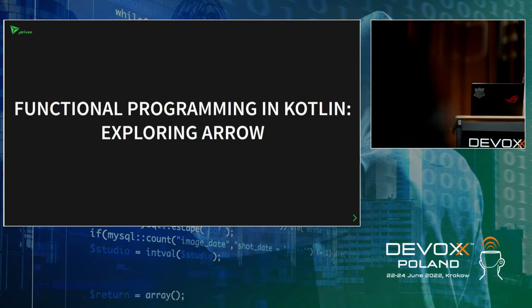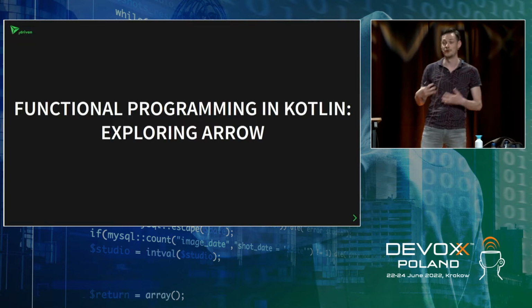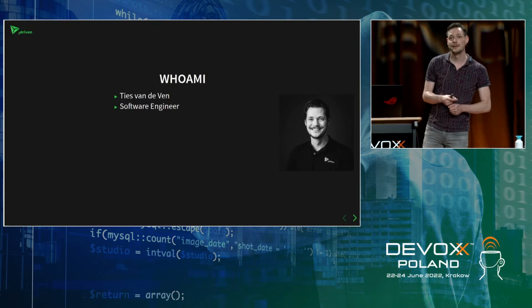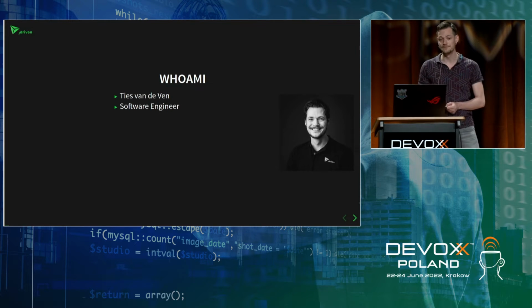Welcome everybody to my talk about functional programming in Kotlin, where we will be exploring the Arrow library. First, a little bit about myself. My name is Ties van der Ven. I'm from the Netherlands, and I work for a company called J-Driven.